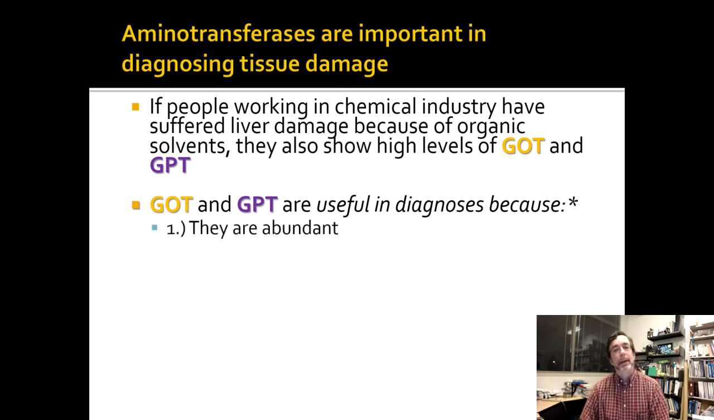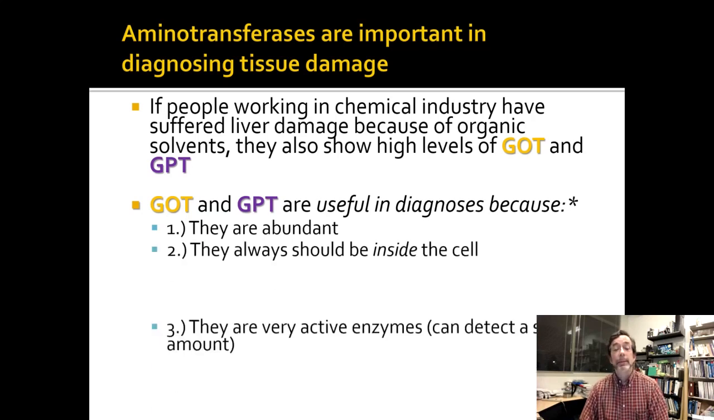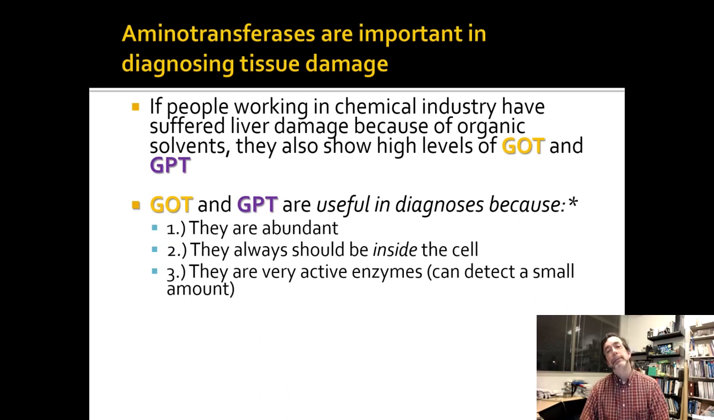They're abundant. You have to have a lot of them in the muscle and the liver. They should always be inside the cell. In the blood, it's a problem. And they're very active. They have a simple collection of products and reactants.